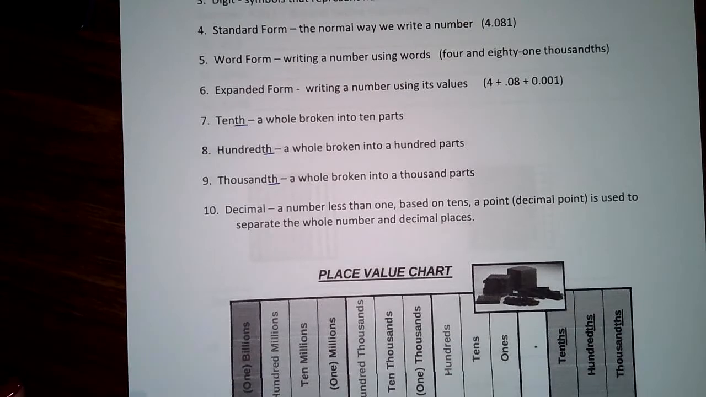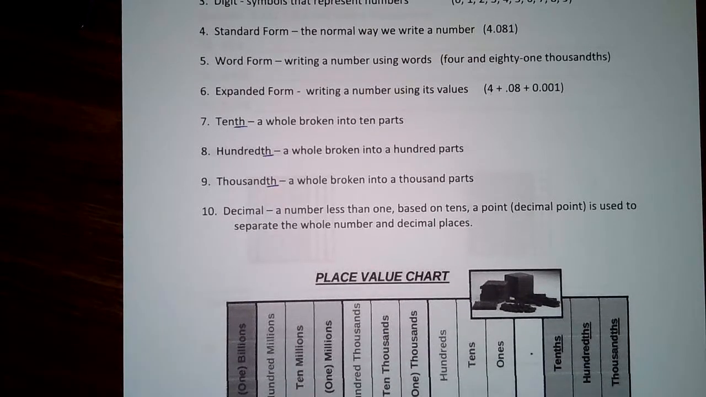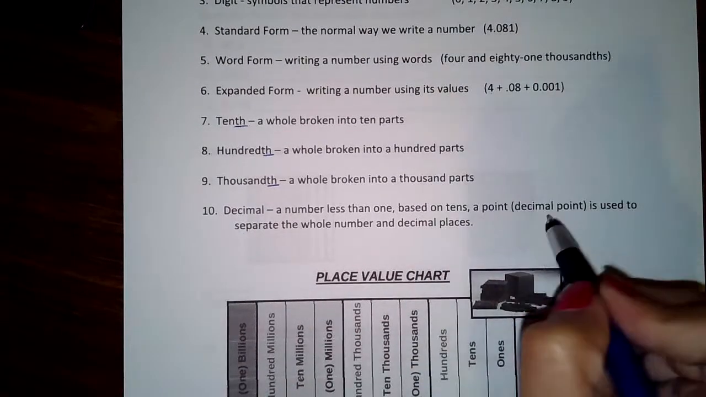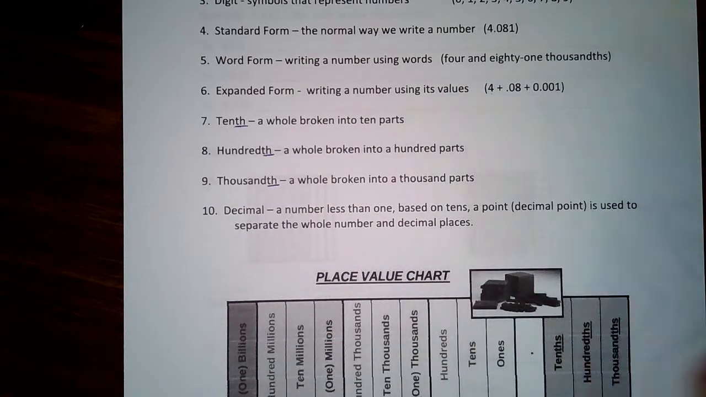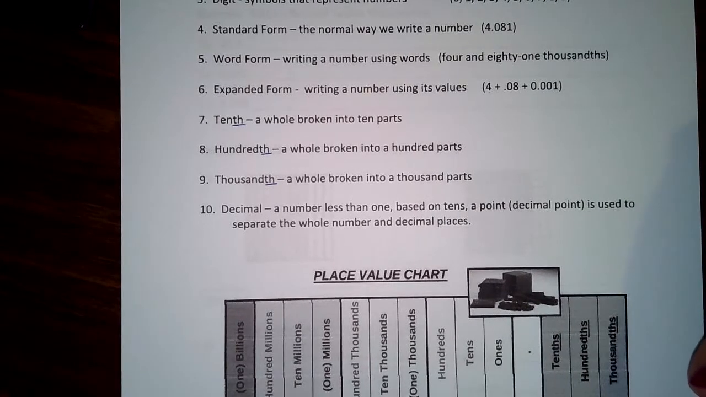A decimal point is used to separate the whole number and the decimal places. So those are two different words. I probably should have brought this down here because they are two different words. A decimal is any number that's less than 1, and a decimal point is that little symbol that's used to separate the whole numbers and the decimal places.